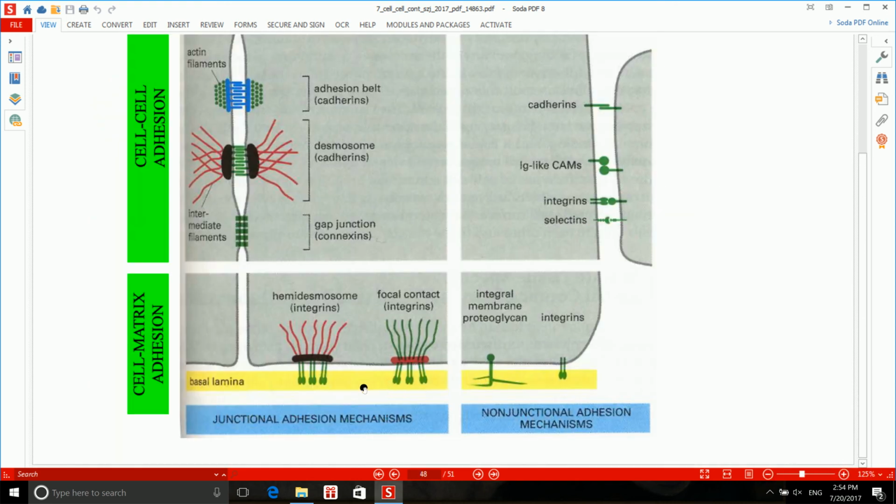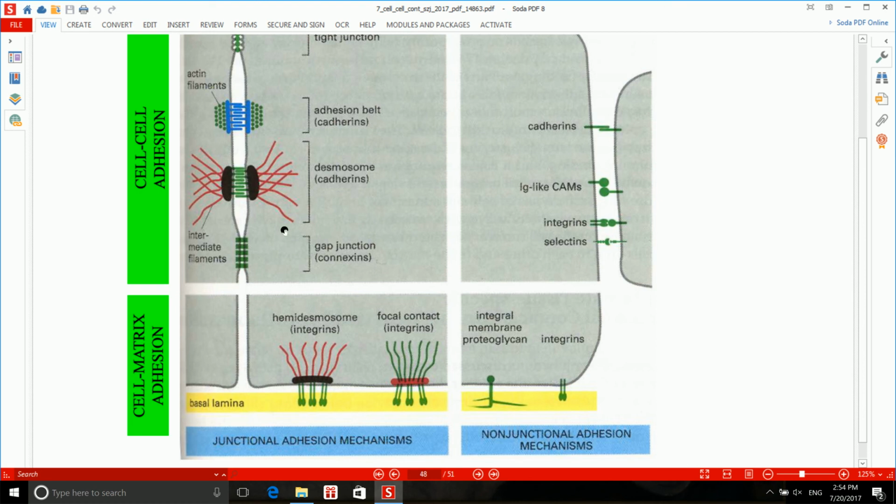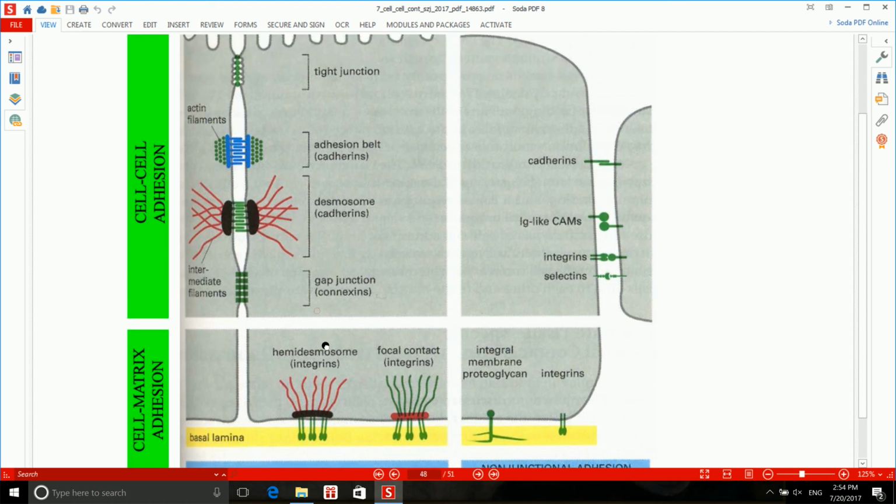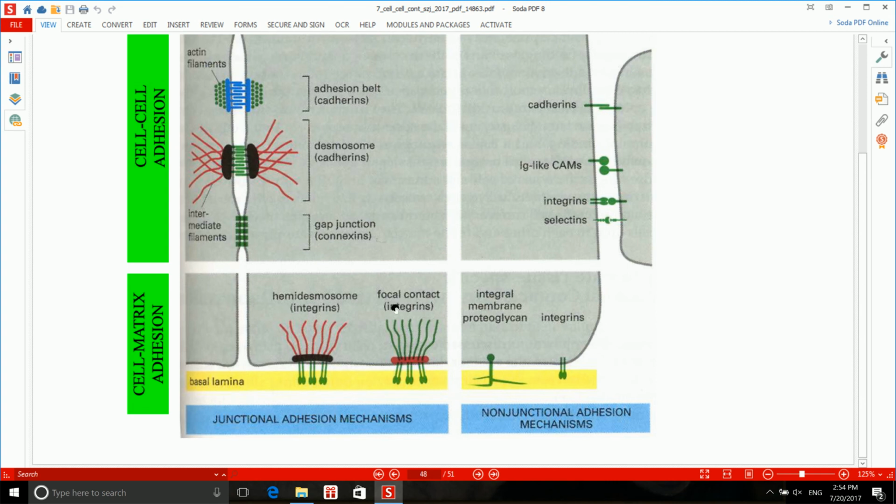Now let's talk about the two last types of junctions, hemidesmosomes and focal contacts. Now the main difference here is that the other types of junctions which we talked about attach cells to each other, whereas hemidesmosomes and focal contacts attach cells to the ECM, to the extracellular matrix, or to be more specific, to basal lamina. And again, you're going to learn about all of these again in histology.